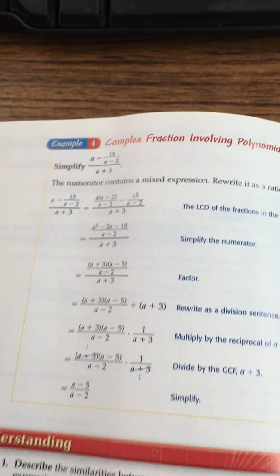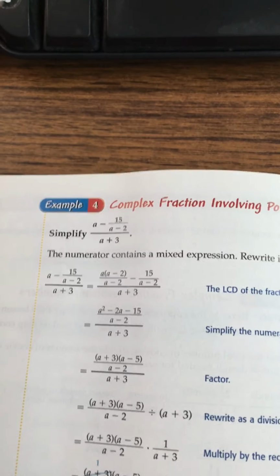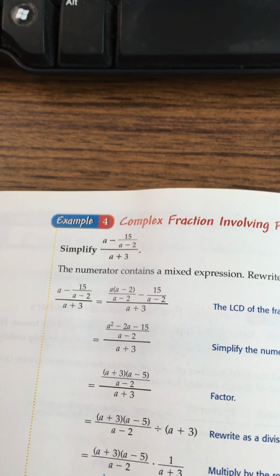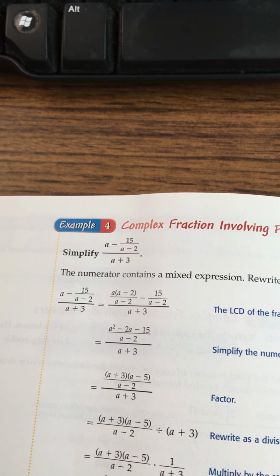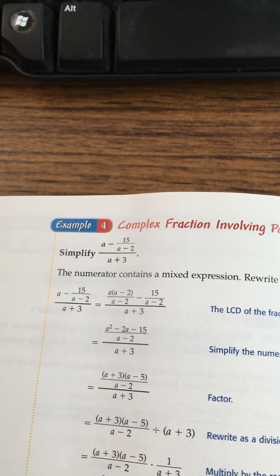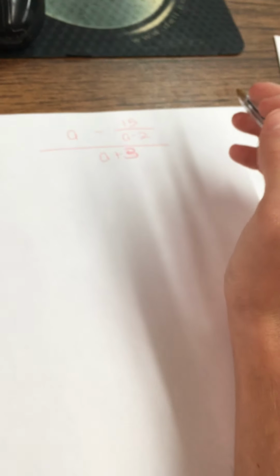Okay, so let's move on to example 4. I'm sure it's something really complicated that we can simplify and bring down to something less. Once again, our instructions are to simplify. We have a minus 15 divided by a minus 2, divided by a plus 3. That sounds really, really complicated once again. But remember, our instructions are just to simplify.